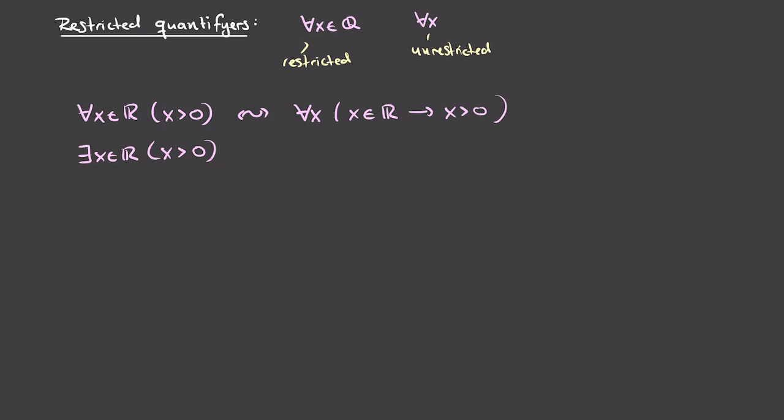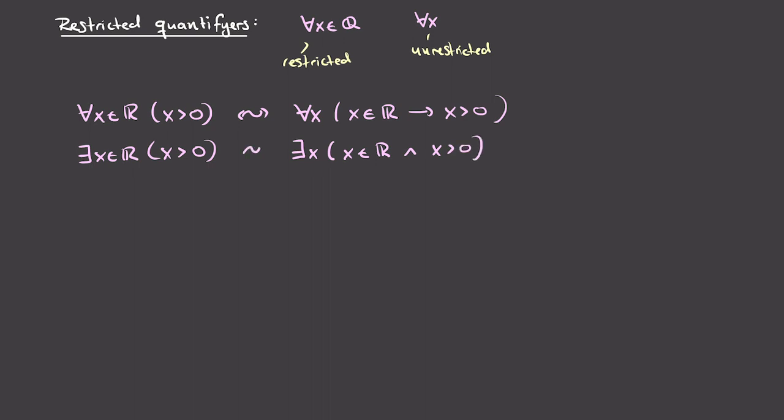The statement on the left is saying all real numbers are strictly positive, whereas here it's saying all elements x whatsoever, if they are real numbers, well, then they are strictly positive. And hopefully it should be intuitive to you that those two things mean the same thing. On the other hand, if we want to translate this into an unrestricted quantification, I'm going to say that there exists some x. But now what does this x have to satisfy? Well, here this statement is saying there is some real number that is strictly positive. So in this case, I want to say there exists an x such that x is a real number and also x is strictly positive. So here there exists an x such that x is in R and x is strictly greater than 0.